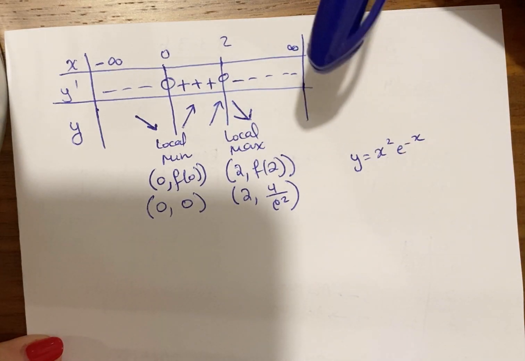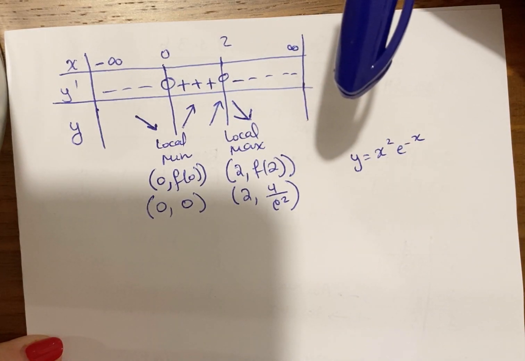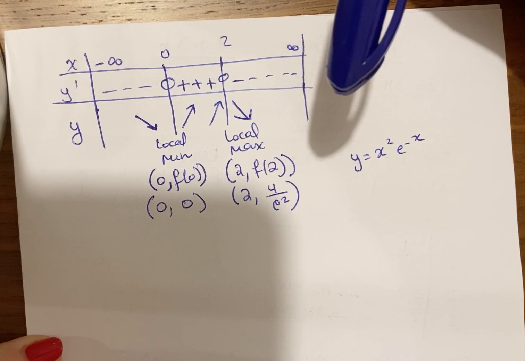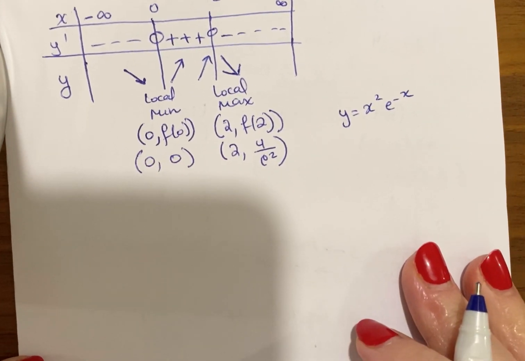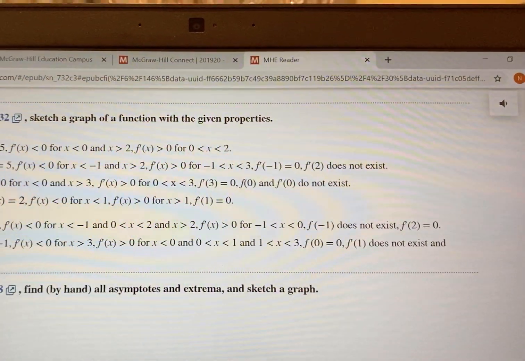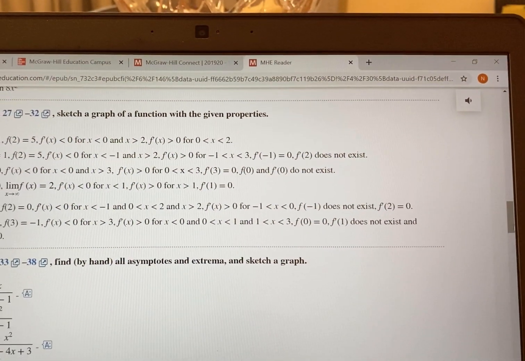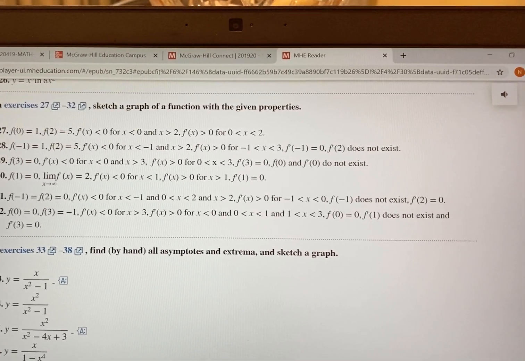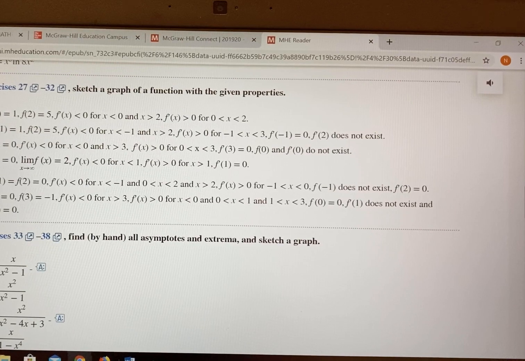All right. Let's look at numbers 27 to 32. I'll just show you what the question is all about. It's sketch a graph of a function with given properties. I'm not going to solve these problems because you can solve them the way you want. But I'm just going to tell you what it means.